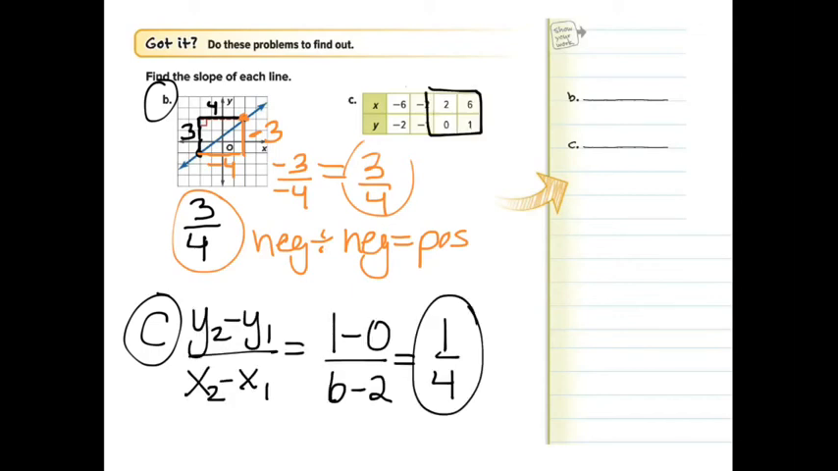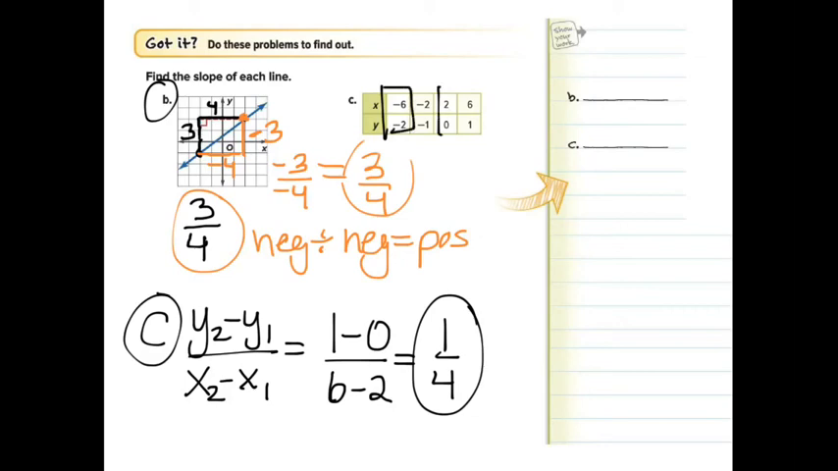All right, no matter which two ordered pairs you chose, you should end up with 1/4 as your answer. Okay, I chose these last two here, so I would say my y's minus each other. So I took my second y minus the first y. So that means I have to take my second x and subtract the 2. So 1 minus 0, 6 minus 2. Now again, you could have done any ordered pair that you wanted to here.